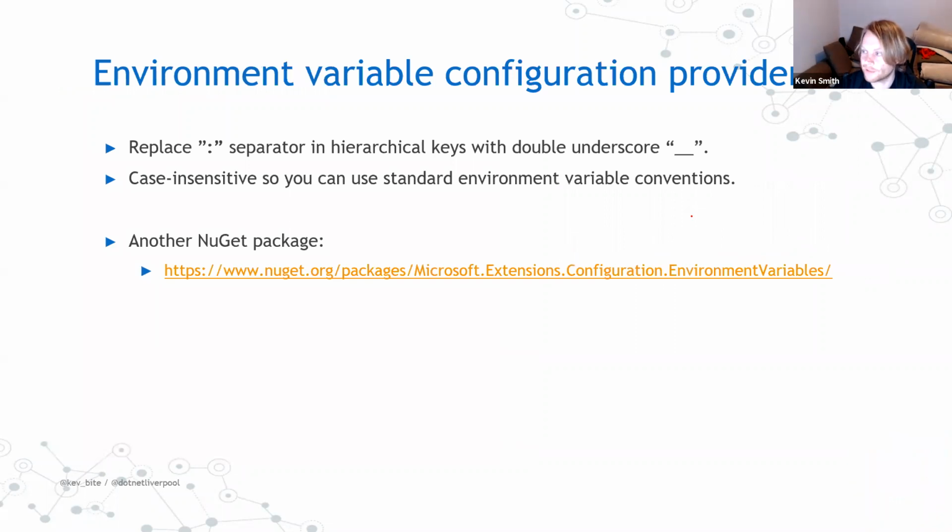The environment variables configuration provider is a bit different. Because the colon is not supported on things like Linux, we use a double underscore instead to denote a colon. So when you're declaring them, it has to be a double underscore for the hierarchical ones. These are case insensitive so the standard environment conventions can be adhered to. In Linux, lots of people use uppercase in Bash, so you can keep declaring everything as uppercase environment variables, and the configuration provider won't care because it's case insensitive.